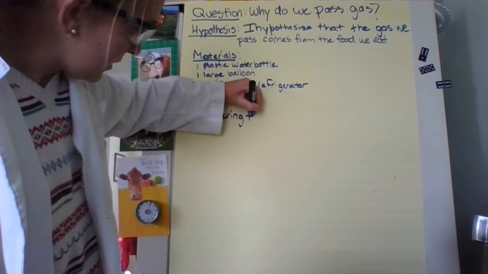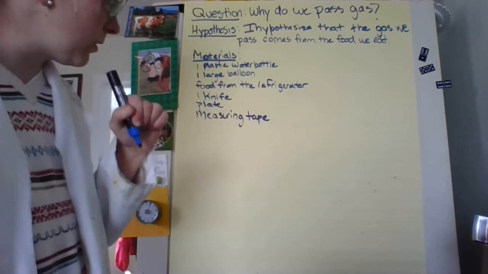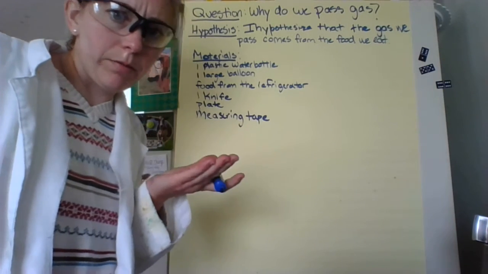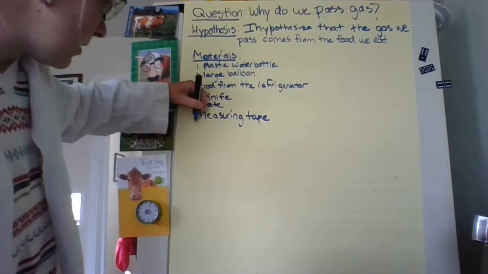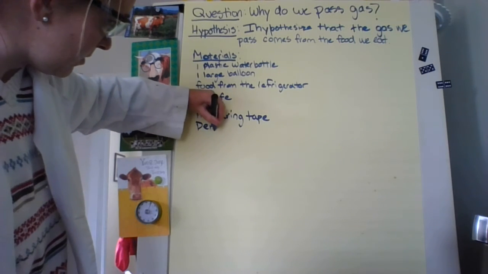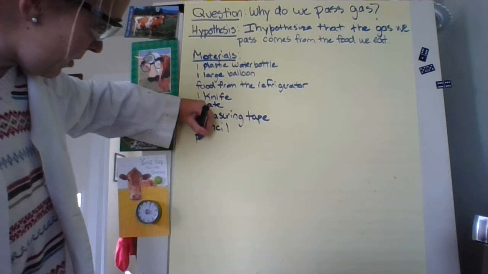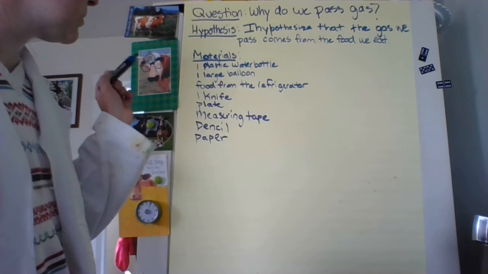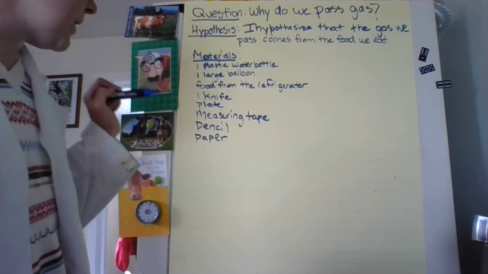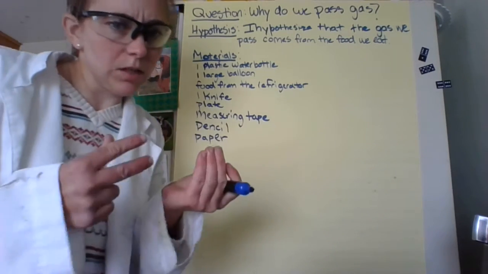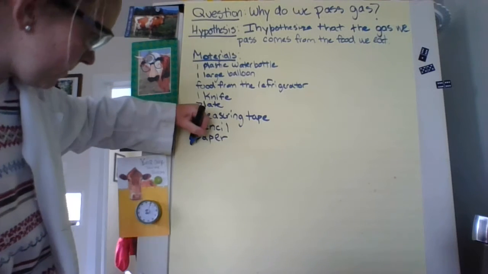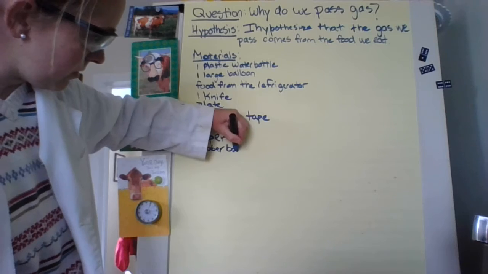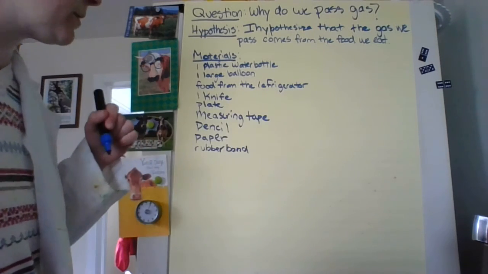Measuring tape. Okay, and let's see. I'll probably need markers and pencils and paper to write down my notes. I'm going to put pencil and paper. Let's see. Is there anything else? Water bottle, balloon, refrigerator, knife, plate, measuring tape. I can't think of anything else. Maybe a rubber band to attach the balloon to the water bottle. Rubber band. Okay. So those are my materials.